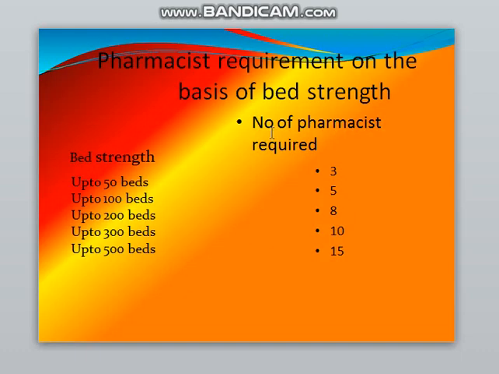So these are the numbers of pharmacists required in a hospital. For 50 beds, we require 3 pharmacists, 100 beds require 5 pharmacists, 200 beds require 8, 300 beds require 10, and lastly 500 beds require 15 pharmacists.